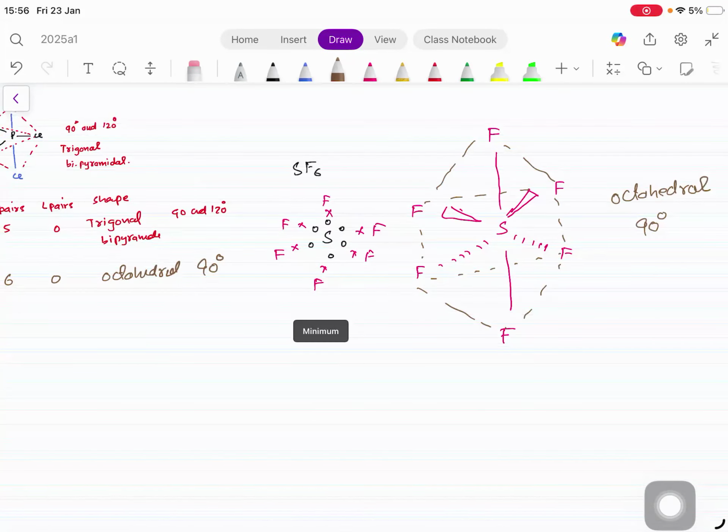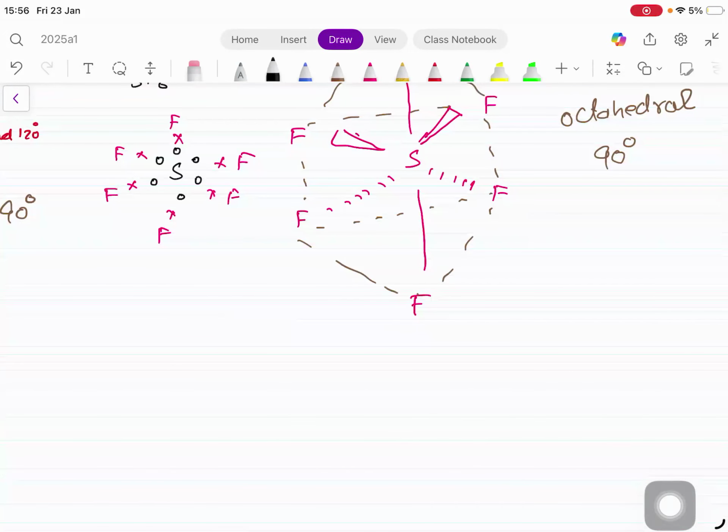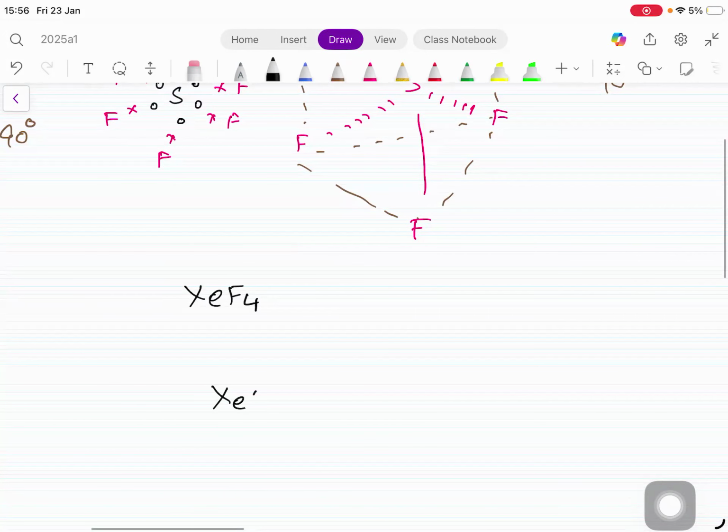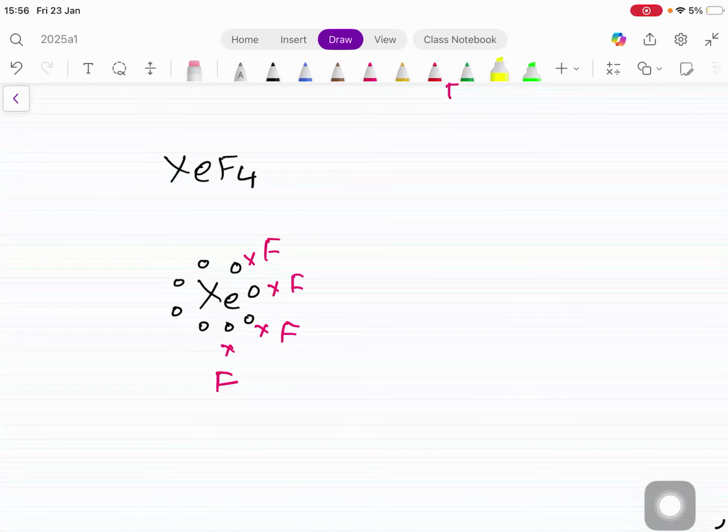Now there is one more case left. For example, look at XeF4. You have to draw the dot and cross for XeF4. Xenon is in group 8: 1, 2, 3, 4, 5, 6, 7, 8. And there is 1 electron here, 1 here, 1 here. So 1, 2, 3, and then 4. So how many bond pairs? 1, 2, 3, 4 bond pairs. And how many lone pairs? 2 lone pairs. Here is one lone pair, and here is the other.